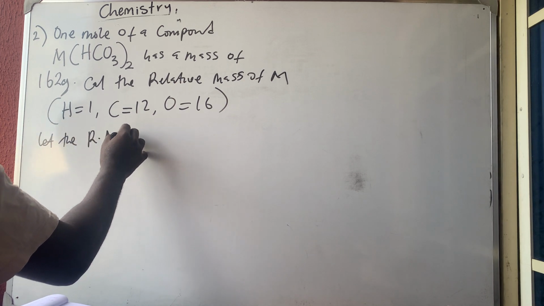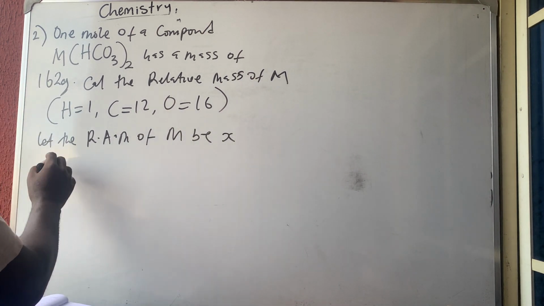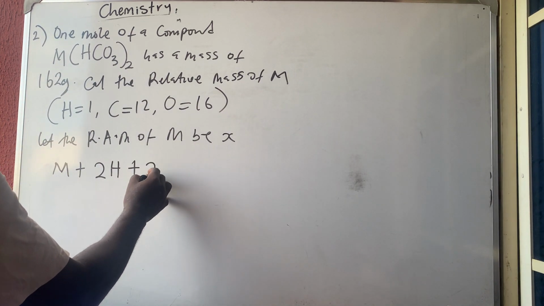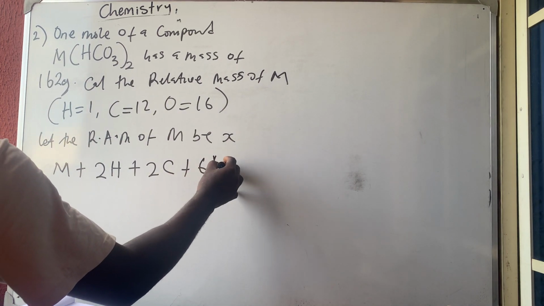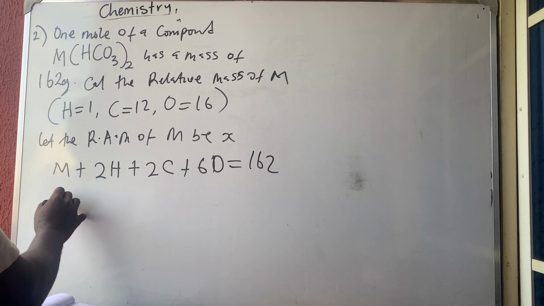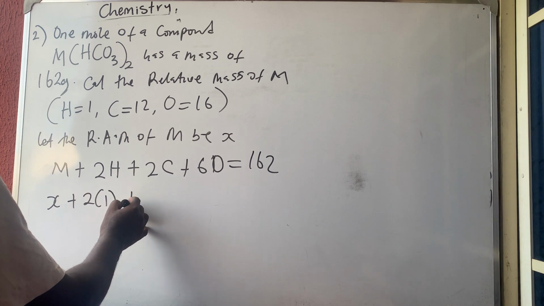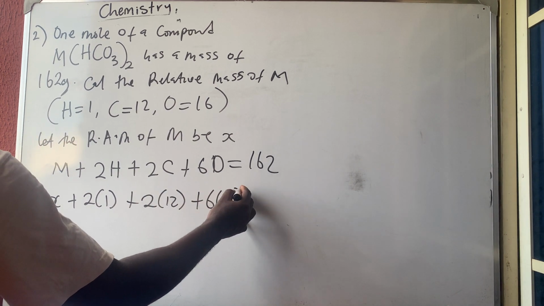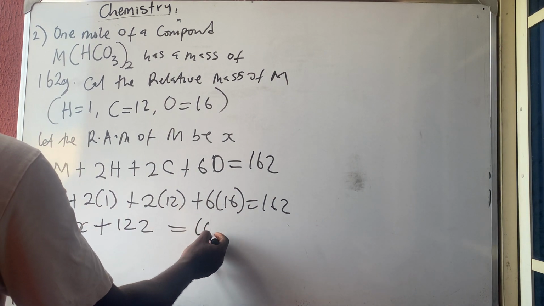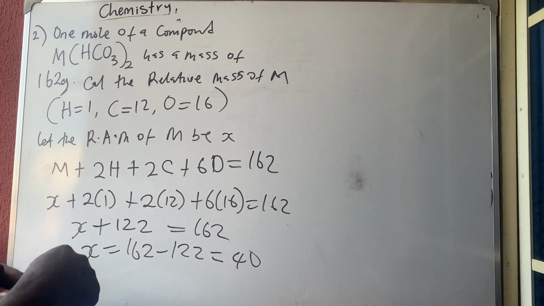Okay? So we can say that let the relative atomic mass of M be X. Let it be X. So we are going to have M plus 2 of hydrogen plus 2 of carbon plus 6 of what? Oxygen. And everything here should be equal to what? That 162. So, let it be X. So I have that what? X plus 2 into 1 plus 2 into 12 plus 6 into 16 is equal to 162. So I'm having that X plus, do everything here, you're going to have 122 is equal to 162. So therefore, X is now what? 162 minus 122. So I'm having 40. As simple as that. Okay?